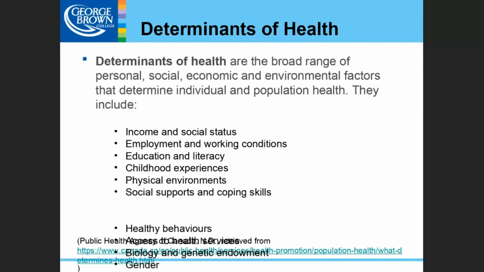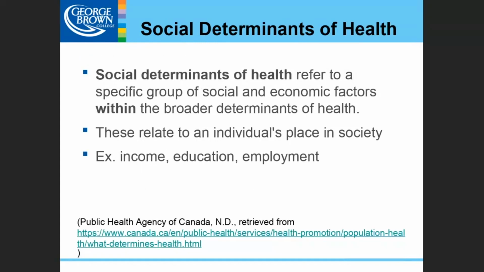So some of the determinants of health include income and social status, employment and working conditions, education and literacy, your childhood experiences, right? How you grew up, physical environments, social supports and coping skills. So physical environments like where do you live, healthy behaviors, access to health services, our biology and our genetics. Some of you had mentioned before, gender, culture, and race. So these are all the determinants of health.